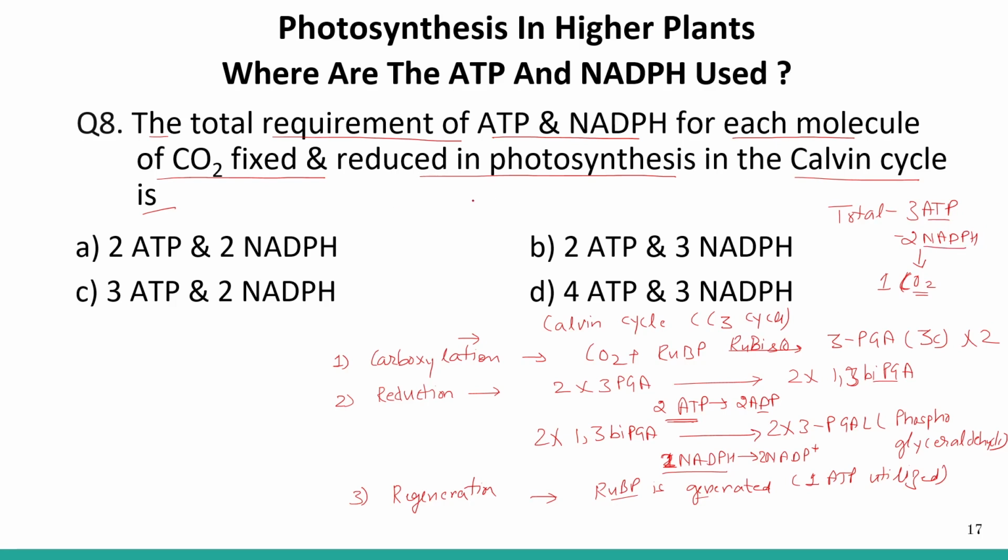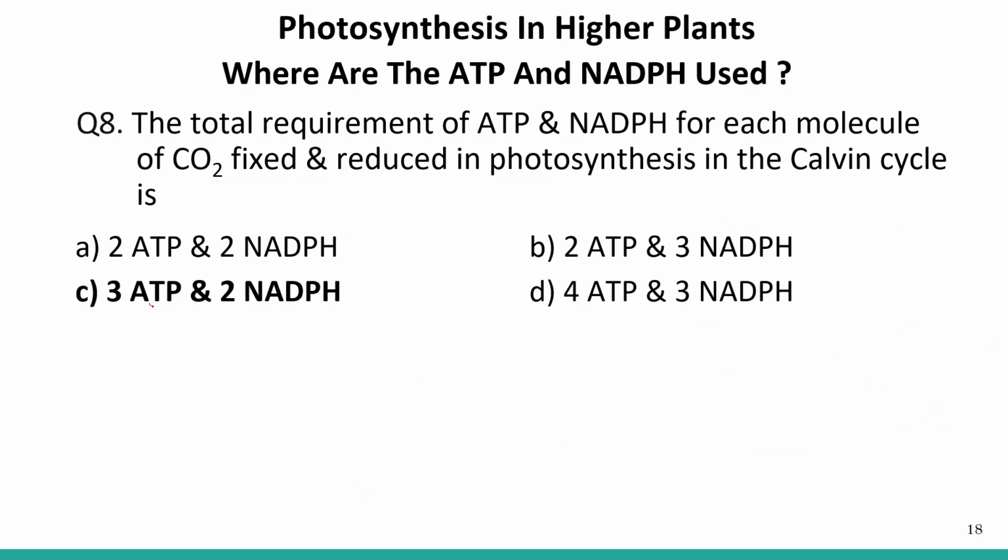Alright, so the options are 2 ATP and 2 NADPH, not correct. 2 ATP and 3 NADPH, again not correct. 3 ATP and 2 NADPH, so this is correct. And the fourth option is 4 ATP and 3 NADPH, so this is also not true. So what should be the correct answer? 3 ATP and 2 NADPH.